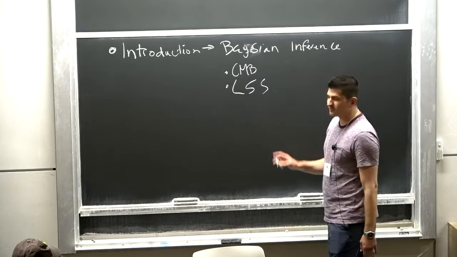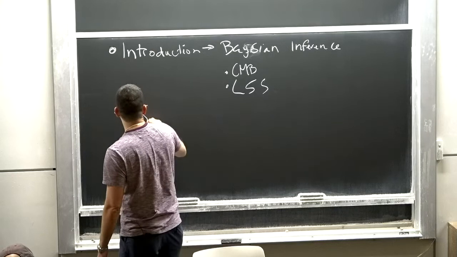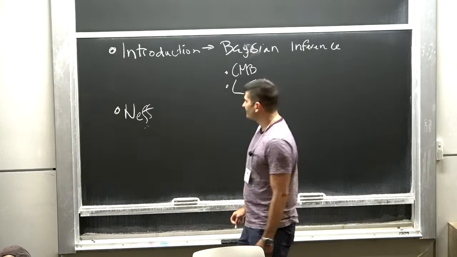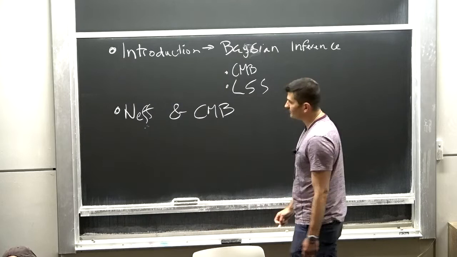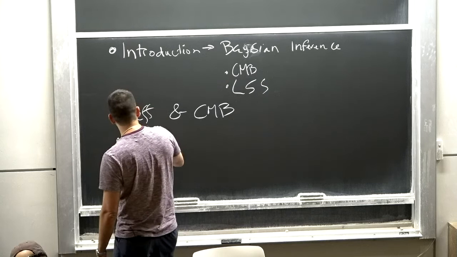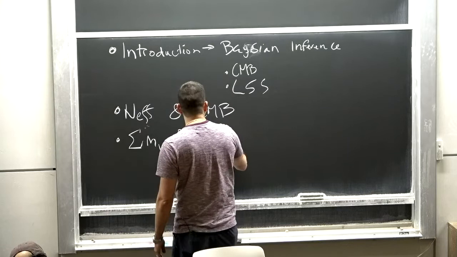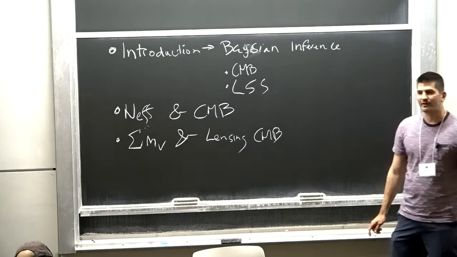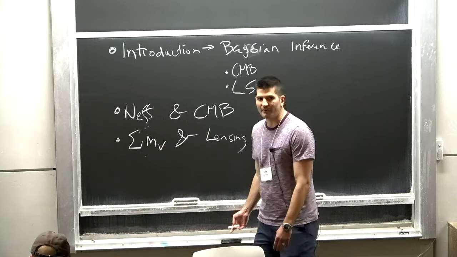With that in mind, I'm going to focus on three representative examples. Hopefully tomorrow we're going to talk about light relics, which is often encoded in the parameter N_eff, and how we look for it using cosmic microwave background data. After that, this is the one that might be on the chopping block if I run out of time, is the sum of the neutrino masses and lensing of the CMB. Gravitational lensing of the cosmic microwave background is the tool which we can use to test for neutrino mass and other properties of light-ish but not massless particles.